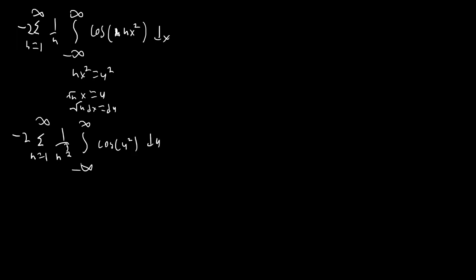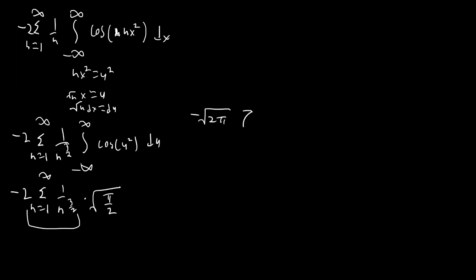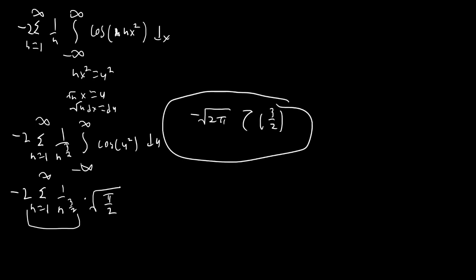So when we go ahead and plug that in, we'll get negative sum from n equals 1 to infinity of 1 over n to the 3/2 times, so we're going to get square root pi over 2 like this. And this summation is just going to be zeta of 3/2. So overall, our answer is going to be negative square root 2 pi times zeta of 3/2. So that's a pretty interesting integral right there.